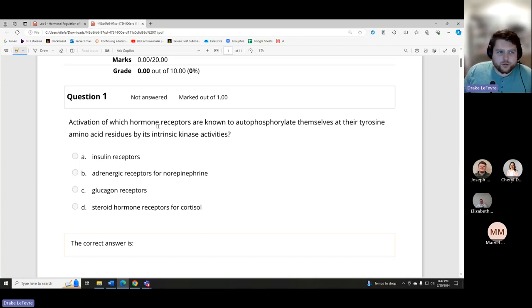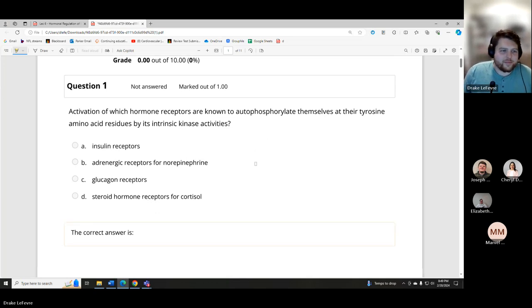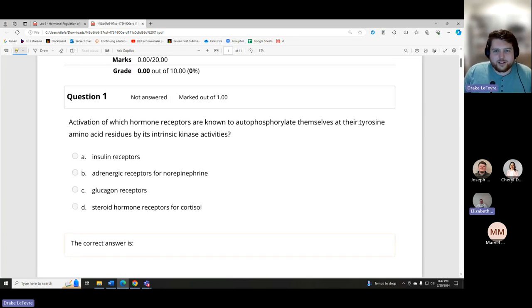Activation of which hormone receptors are known to autophosphorylate themselves at their tyrosine amino acid residues by their intrinsic kinase activities? Insulin receptors. Yep, that's going to be correct. Keywords: tyrosine, kinase. All this other stuff is really a whole bunch of extra.